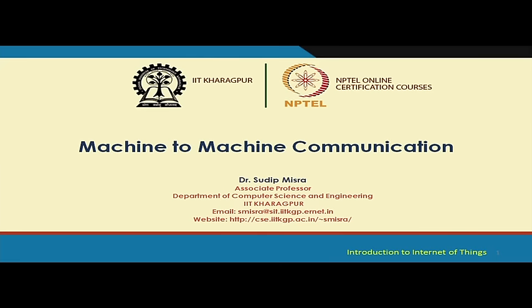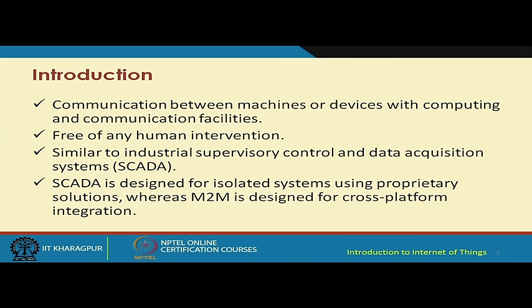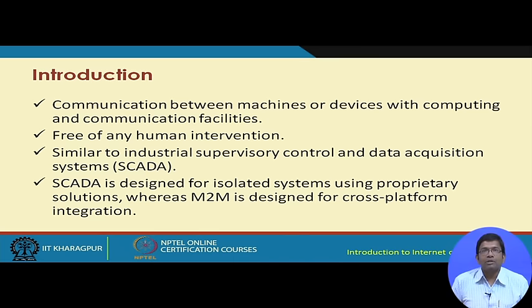Let us go ahead and look at some of these concepts. We have communication between machines or devices with communication and computing facilities, and strictly there is no human intervention at all. I do not know whether you are already aware, but traditionally there used to be SCADA systems. These are supervisory control systems typically used in industrial plants, for supervisory and control operations, but typically these were wired, not wireless. So M2M can be thought of as the wireless variant of SCADA.